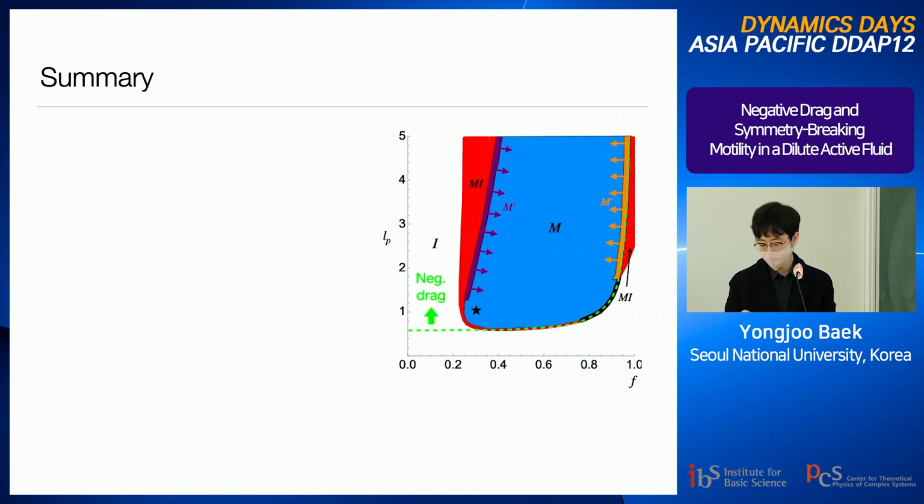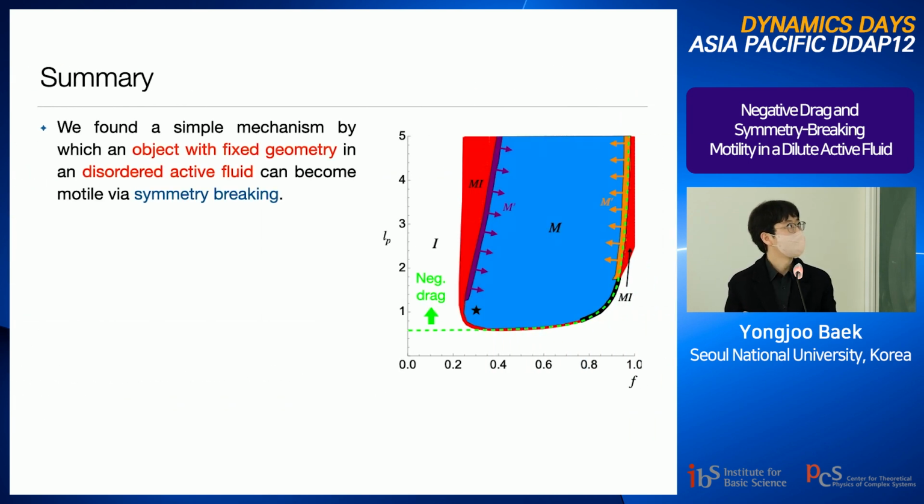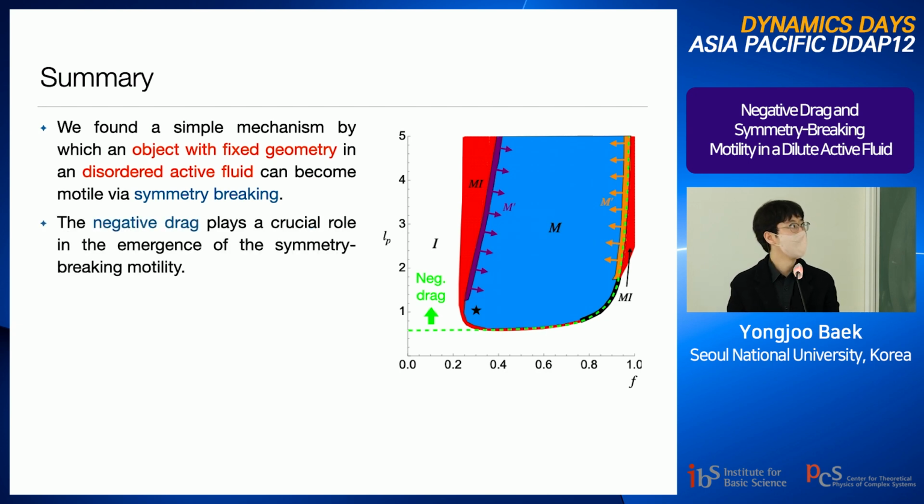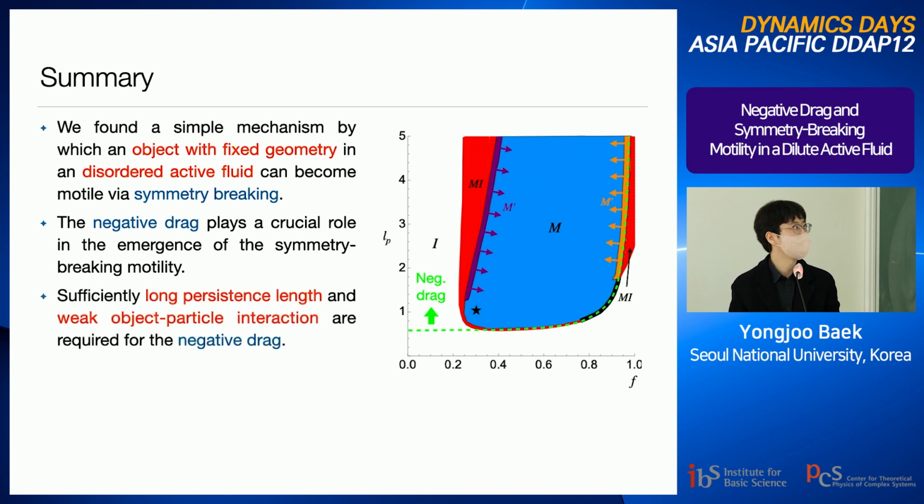Okay, so just to summarize, we found a simple mechanism by which an object with fixed geometry, the disordered active fluid, can become motile by symmetry breaking. And this negative drag, I think, plays a crucial role in the emergence of such phenomena. It will happen only when the persistent length is long enough or the particle-object interaction is weak enough.